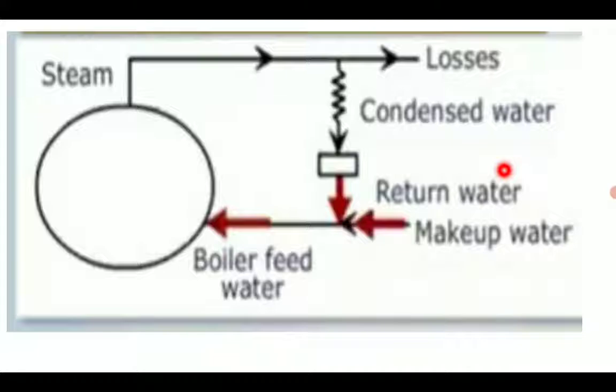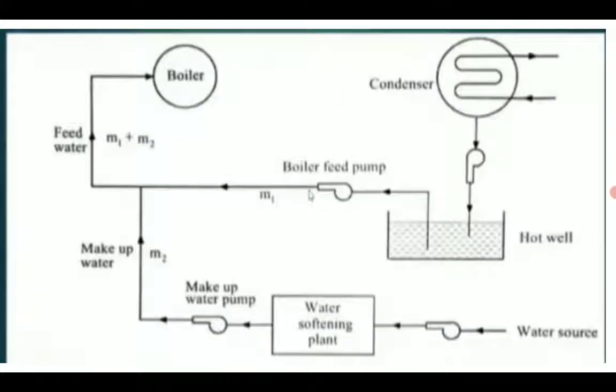Okay. So feed water is water fed to the boiler, so that this water will be converted into steam, and from that steam we can run a process, that is we can run a steam turbine to produce electricity. So you can see here feed water M1 plus M2. What is M1 here? M2 is the makeup water and M1 is from the boiler feed pump. The water at the boiler feed pump comes from condensed steam.